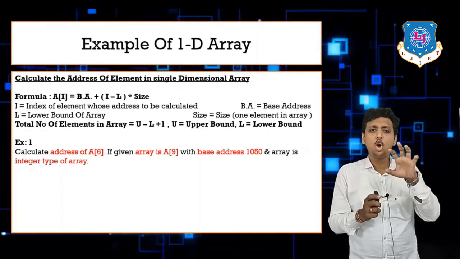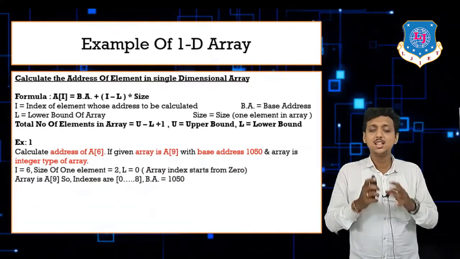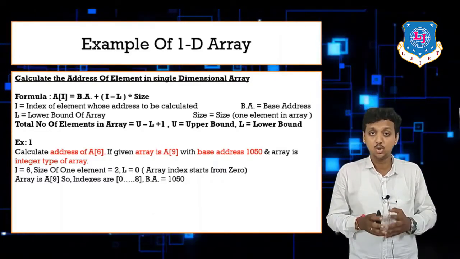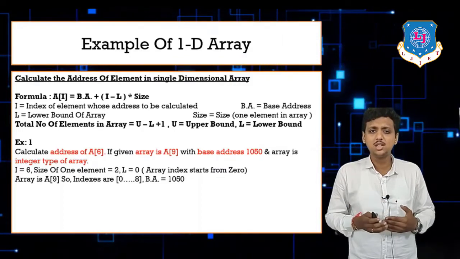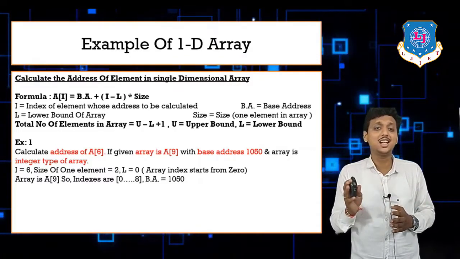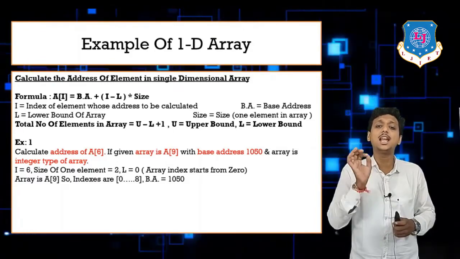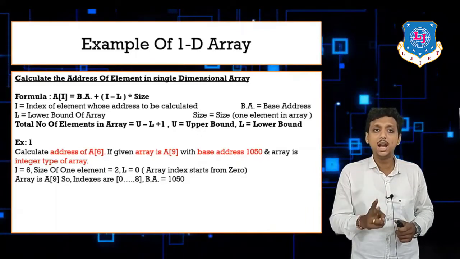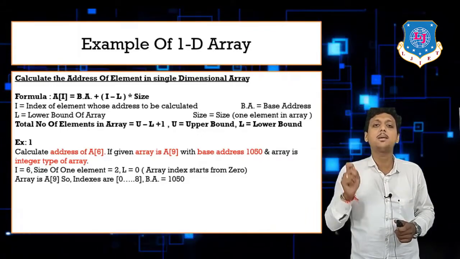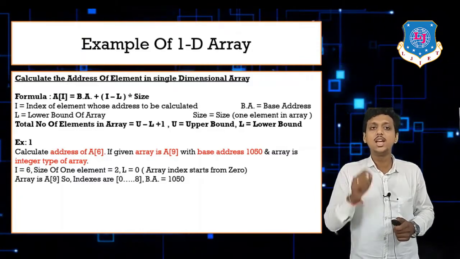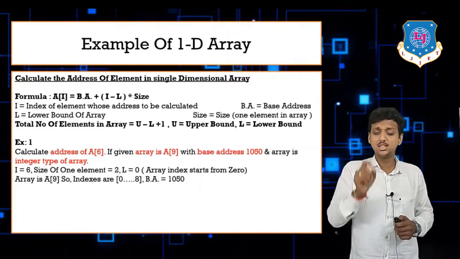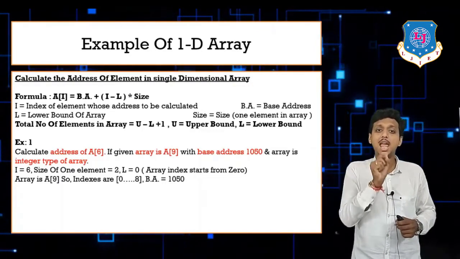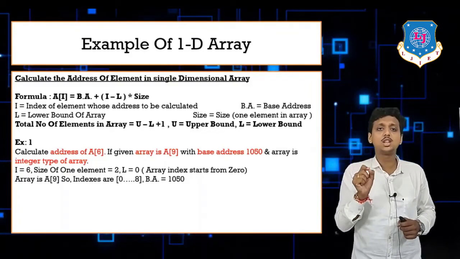So just put all the given data into the formula: I is equal to 6, the size of the array is 9. Then the base address is 1000, and what exactly is size? This size is known as the size of the element, not the array. Here the size of the element is 2 bytes, just because it is an integer type array. So size is equal to 2 and the array is A of 9. In the A of 9 array, the elements start from index 0 and the upper bound is 8. So L is equal to 0 and U is equal to 8.